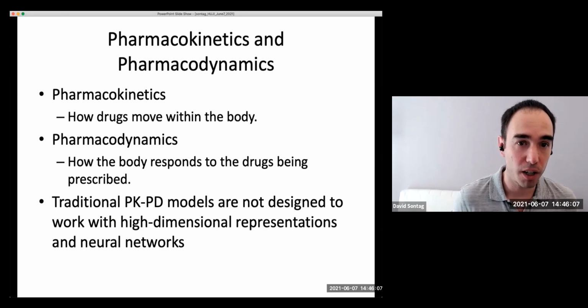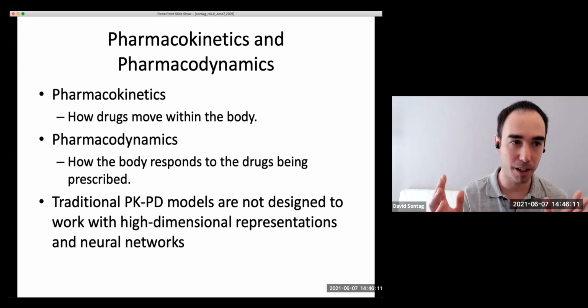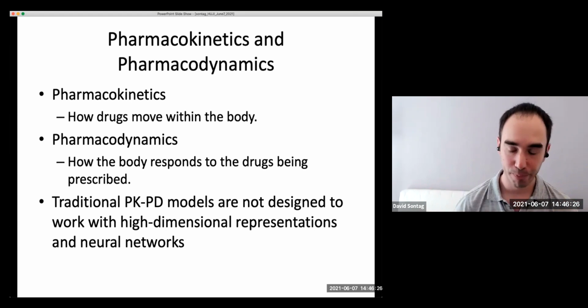modeling the effect of drugs on patients. So the pharmacodynamic community typically models the effect of a drug on a single measure of a single biomarker across time, usually with a differential equation type model. And that's not quite enough for us.